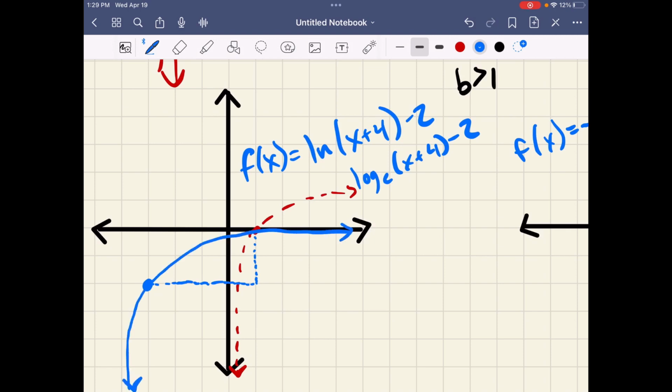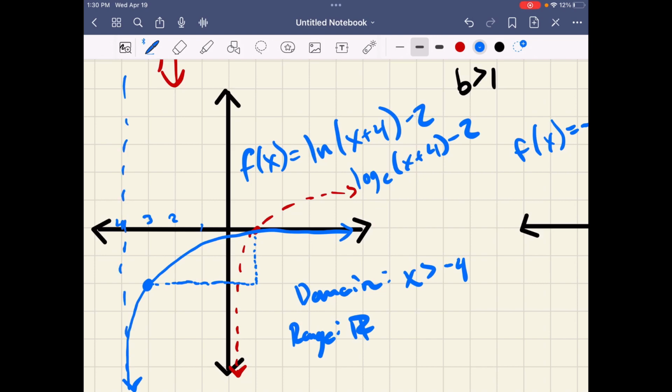I know I've got a curve similar to this. Now my domain and range is going to shift a little bit. We still have a range of all real numbers, and my domain is now going to be all numbers where x is greater than, you can see here, 1, 2, 3, 4, so greater than negative 4. Now I have my new asymptote at x equals negative 4.